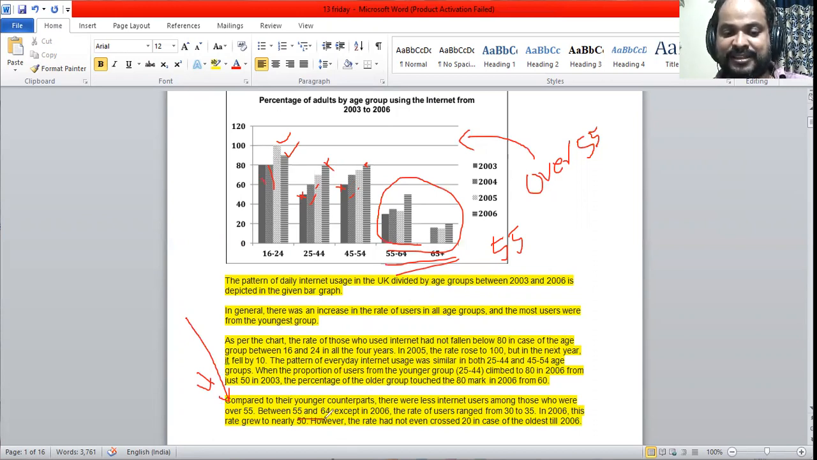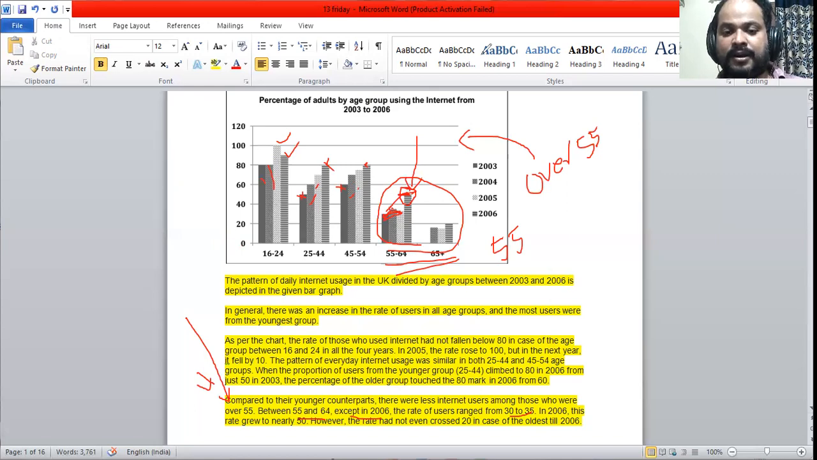Between 55 and 64, except in 2006, the rate of users ranged from 30 to 35. You can say 30 to 35. This is the lowest range. This is the highest range. This is in between. So we have said the average figure here. But this is exceptional. I have to mention that. In 2006, this rate grew to nearly 50. So I have mentioned that rate there.